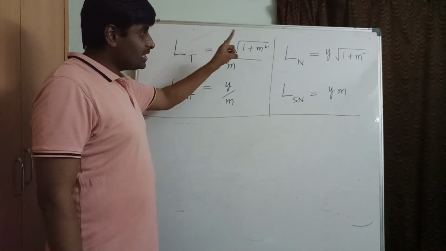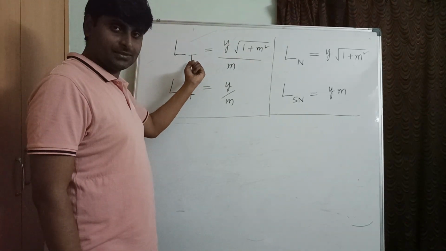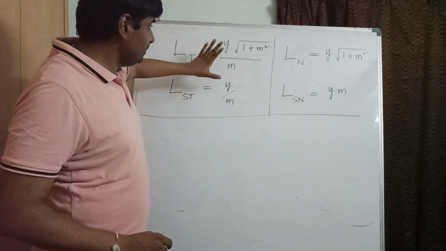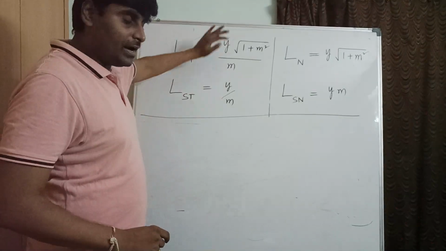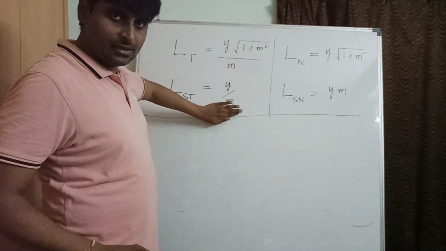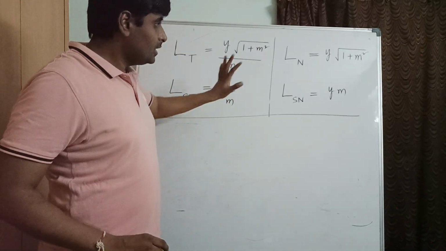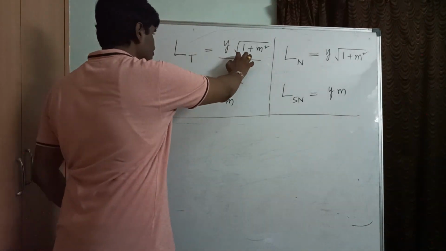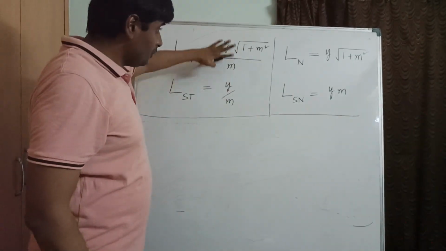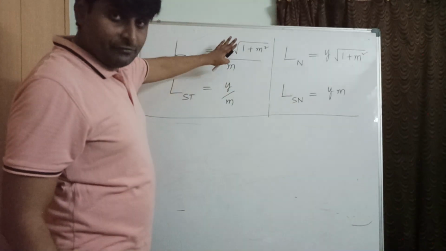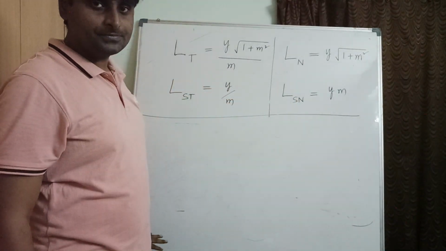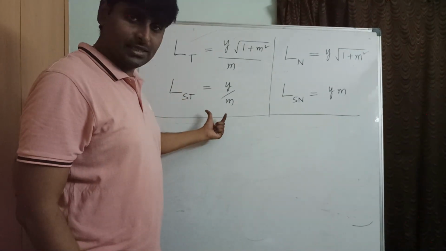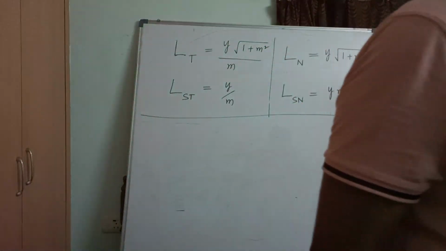But the root term is there in the direct length of normal and length of tangent. And one more similarity: in the tangent formulas we have a fraction, something by something. The tangent formula is something by something, the normal formula is something into something, like that we can remember. Tangent and subtangent formulas are in fractional form, those for normal are in product form. Just have a look at those and copy this. We'll go for solving problems on these formulas. Make a note of it.